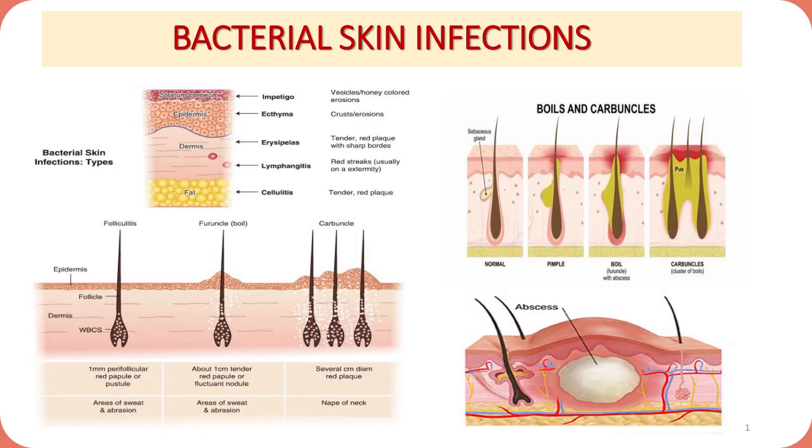Folliculitis affects the hair follicles superficially, whereas furuncles and carbuncles represent deeper follicular infections that may progress to abscess formation. Next, we'll briefly review some key bacterial skin infections.